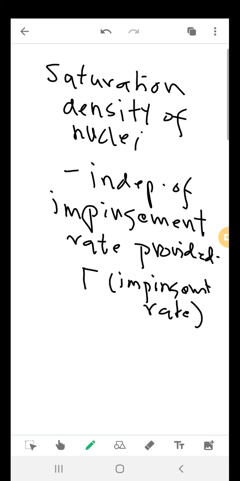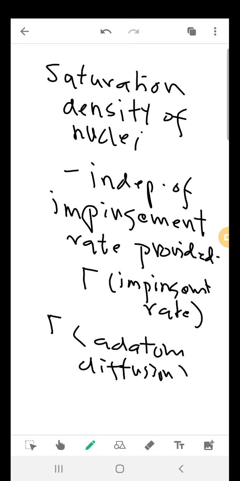The impinging atoms are equilibrated in stability, and the effect of the momentum of the vapor is not significant. And the impingement rate is smaller than the atom diffusion rate, so the equilibrium condition exists. So this gamma is actually less than the atom diffusion rate, which leads to equilibrium.